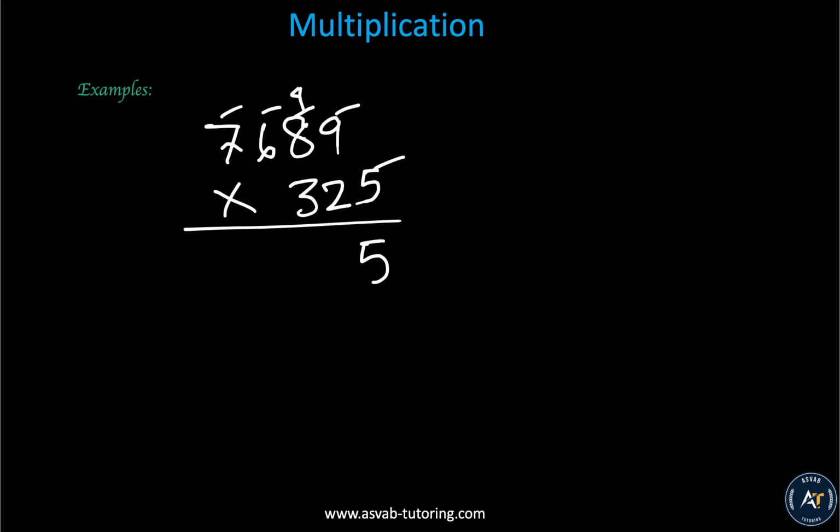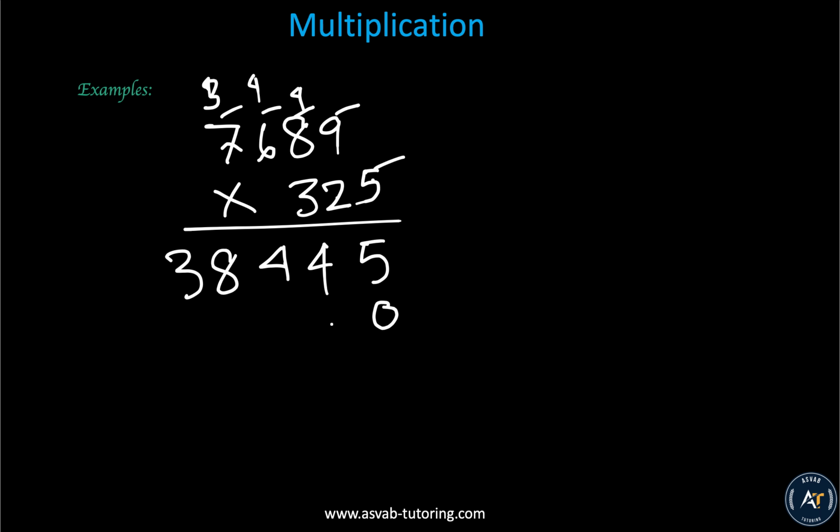8 times 5 is 40, 40 plus 4 is 44, 4 carry 4. 5 times 6 is 30, 30 plus 4 is 34, 4 carry 3, right? So 7 times 5 is 35, 35 plus 3 is 38. Okay, so now the next thing is you need to put a 0 here.